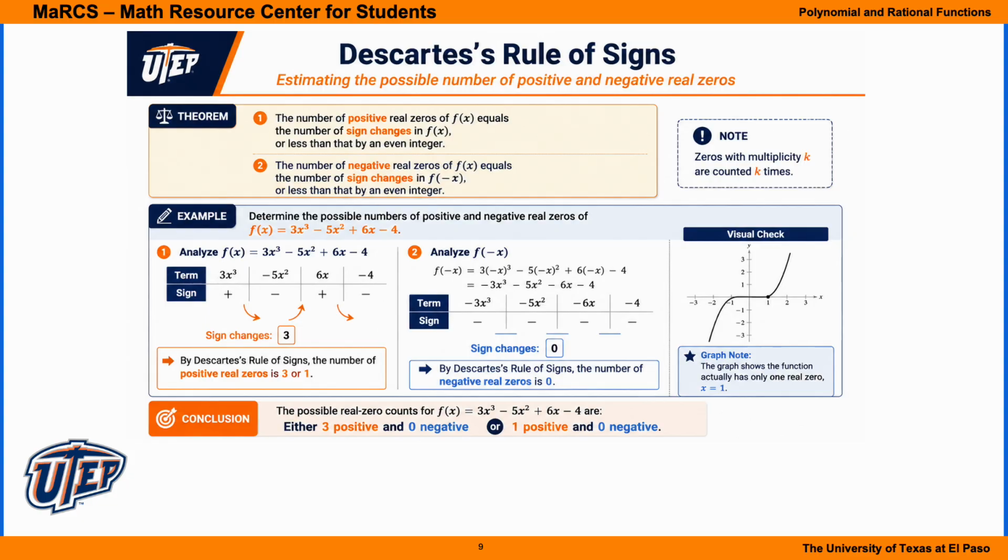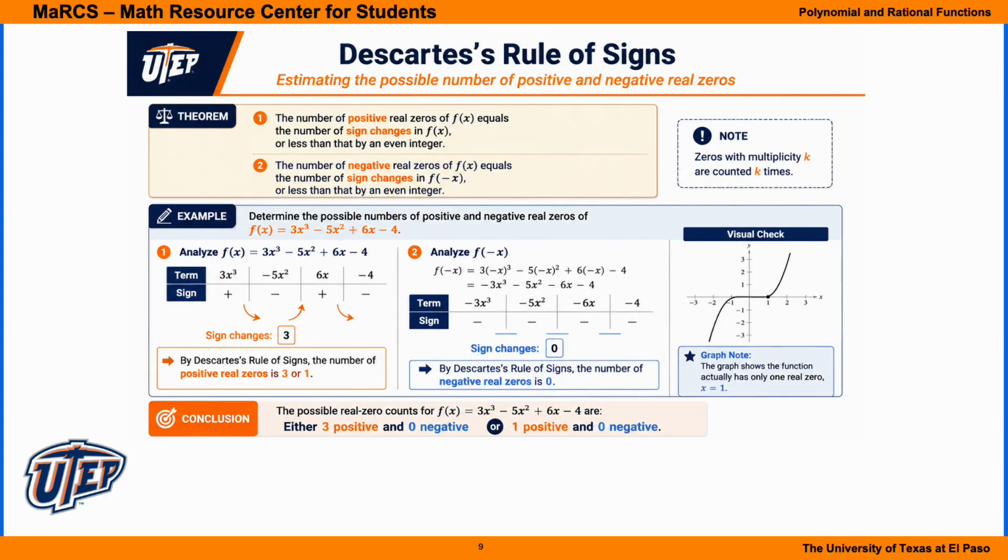So now we test the negative real zeros by analyzing f of negative x. So we'll get f of negative x is equal to negative 3x cubed minus 5x squared minus 6x minus 4. So all of the terms are negative, therefore there are no sign changes. So that means, by Descartes' rule of signs, the number of negative real zeros is 0.